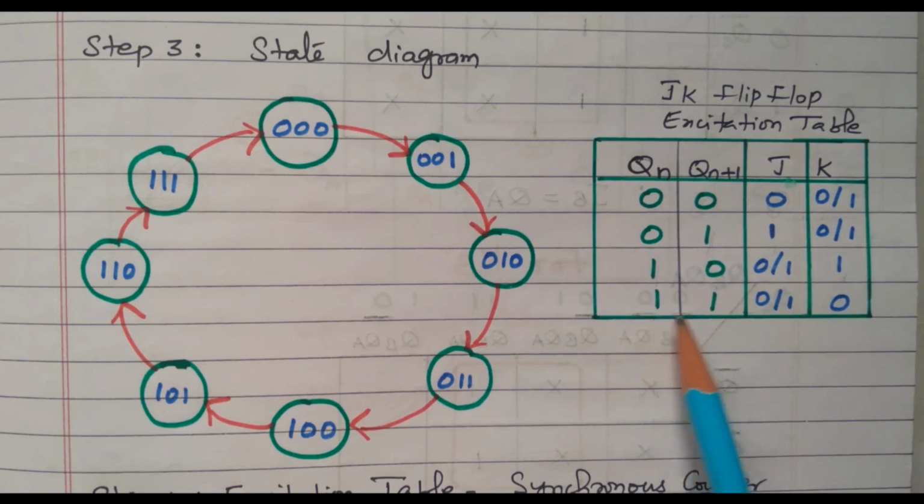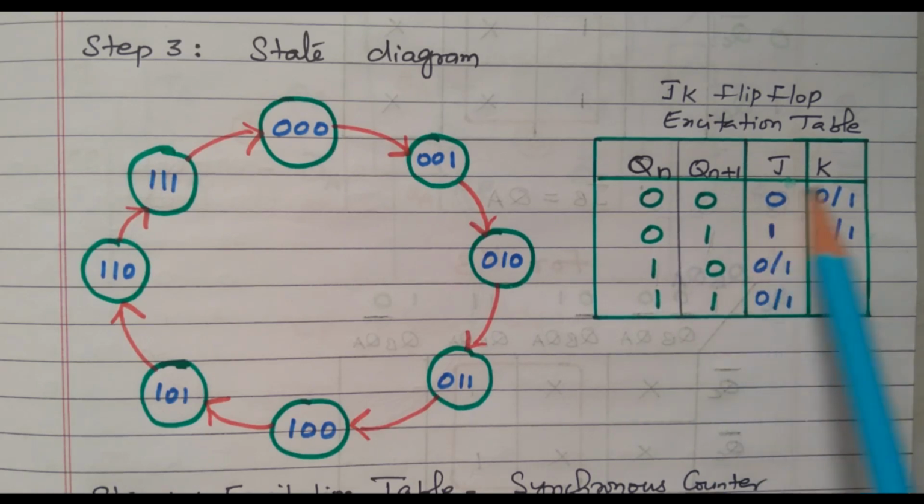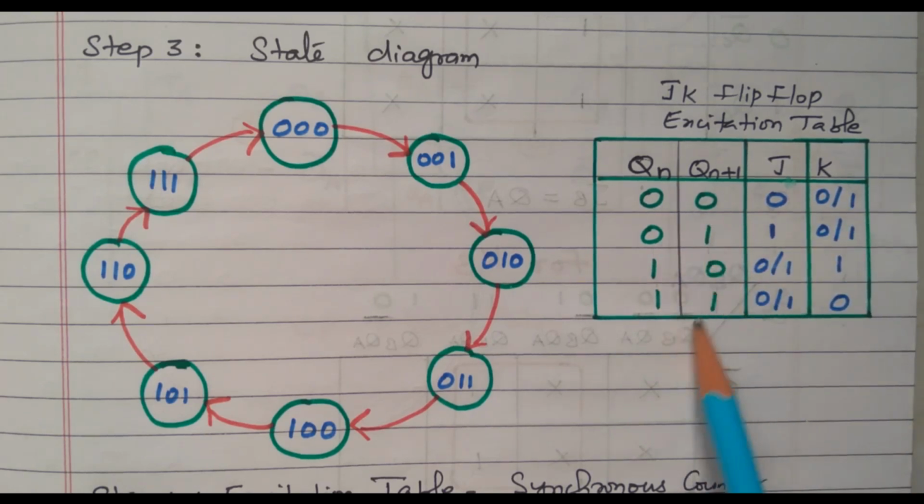The current state is 1 and the next state also we want 1, from 1 to 1. There is no change, so what input do we need? J is 0 or 1, K is 0, right? So this is the input required for these 4 different combinations of current state and next state.